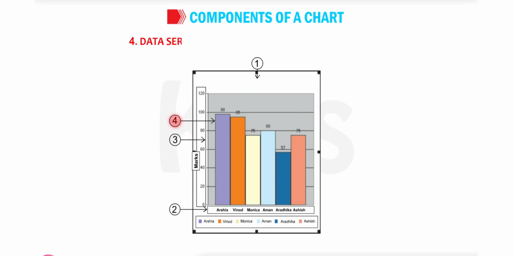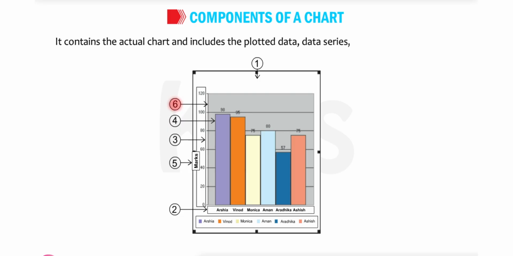Number 4. Data series. A data series is a related set of data values. Number 5. Axis titles. These are the headings given to x-axis and y-axis. The titles help in understanding what is being depicted on the axis. Number 6. Plot area. The plot area is a window within a chart area. It contains the actual chart and includes the plotted data, data series, category and value axis.